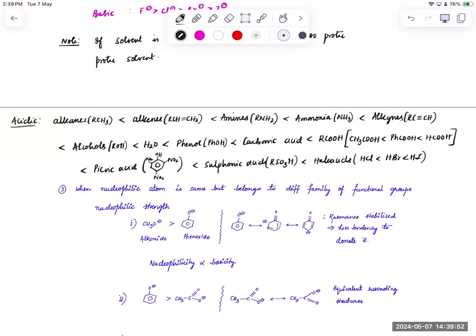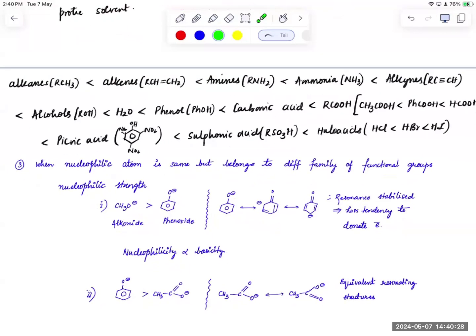So you can see Cl minus, Br minus, I minus are very, very weak bases compared to the given cases. Next, sulfonate is a very weak base. Picrate with O minus is a weak base. Then carboxylates are weak bases. Then carbonic acid. Then from water onwards, these are all stronger now. PhO minus is strong, OH minus further strong, RO minus even stronger. RC triple bond C minus is even stronger. Strongest is RCH2 minus, a very, very strong base.